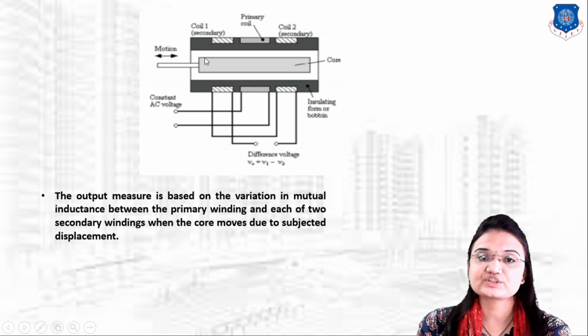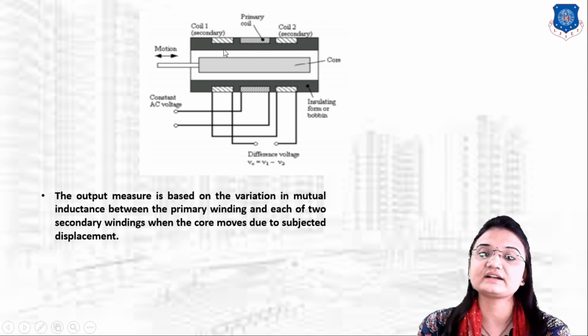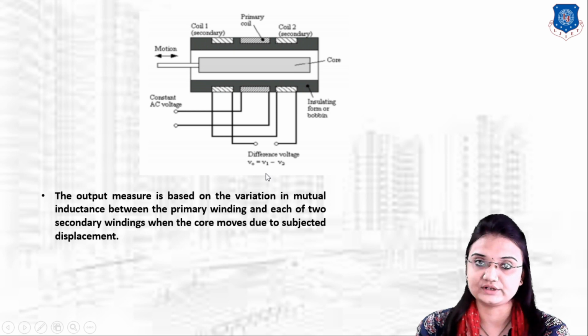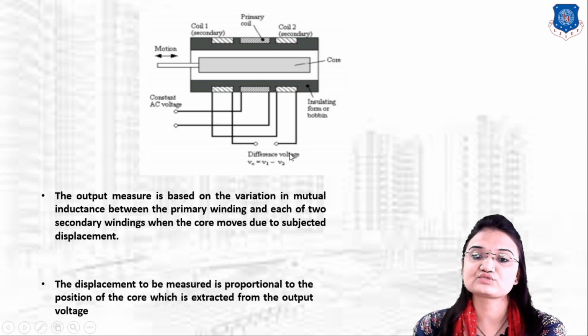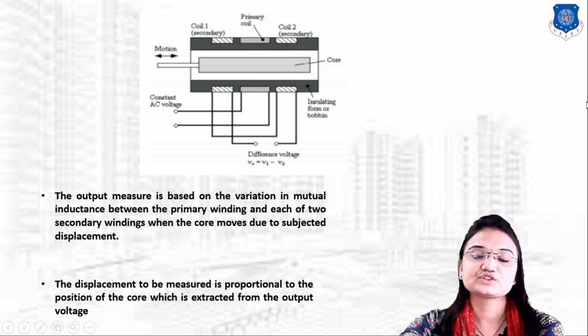Any displacement in this core causes a variation in the mutual induction between the primary winding and the two secondary windings, and according to this, voltage differences occur at the output side. So if any displacement occurs here, there will be a change in the output voltage. By measuring this voltage, we can easily measure the displacement of the core. So the LVDT is generally used to measure displacement.